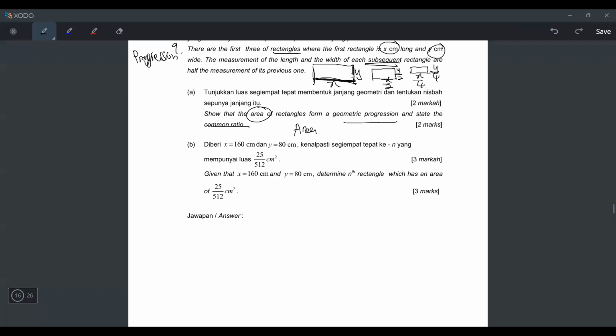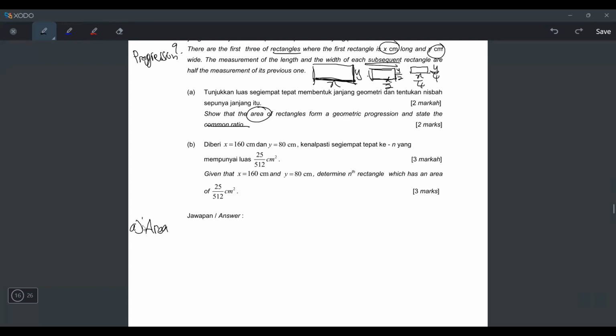Because all the sizes are getting half, meaning 2 times smaller, right? That's why it's smaller. But the area will get 4 times smaller. Because according to the formula you learn in progression, area of image is equal to k squared times area of object. Okay, there's a square here. But it's okay. Later, after I do A, you will understand why it is 4 times. So A, they say, show that the area forms a geometric progression, right?